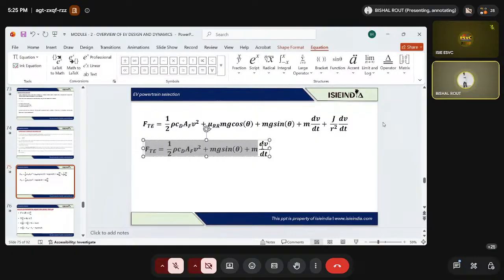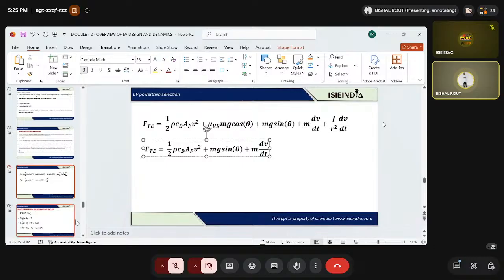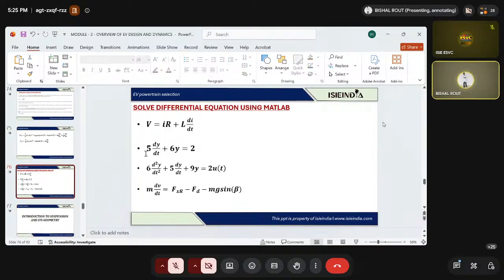So basically, this is called a differential equation. There is some order. This is a first order differential equation. Likewise, you have a second order differential equation. We know how to solve a differential equation, so let us suppose I will try to solve this particular equation.